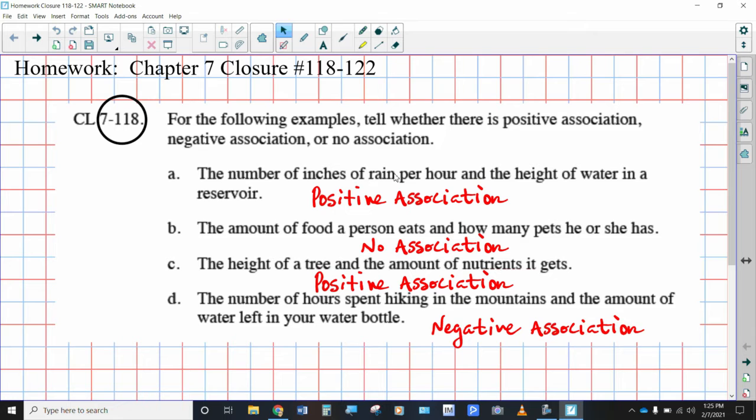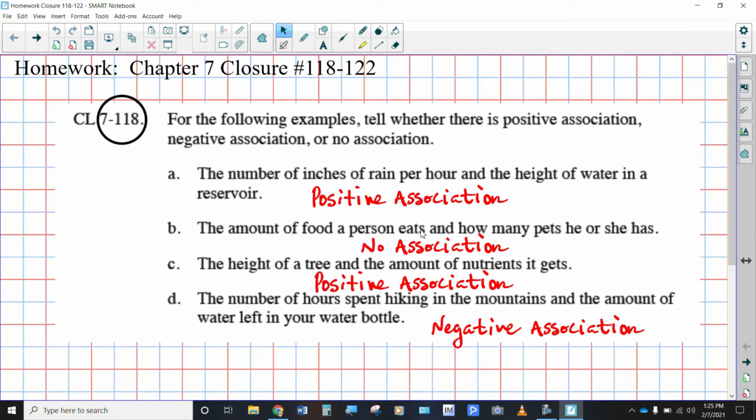So the number of inches of rain per hour and the height of water in the reservoir. If you think of Folsom Lake, which is a dam right there, that's a reservoir. And as the water comes tumbling down the river, and the rain is filling up the river, and there's runoff that goes into the lake, the lake's water level goes up. So as it rains more, the level of the reservoir will go up as well. So both of them are going up, so that's a positive association.